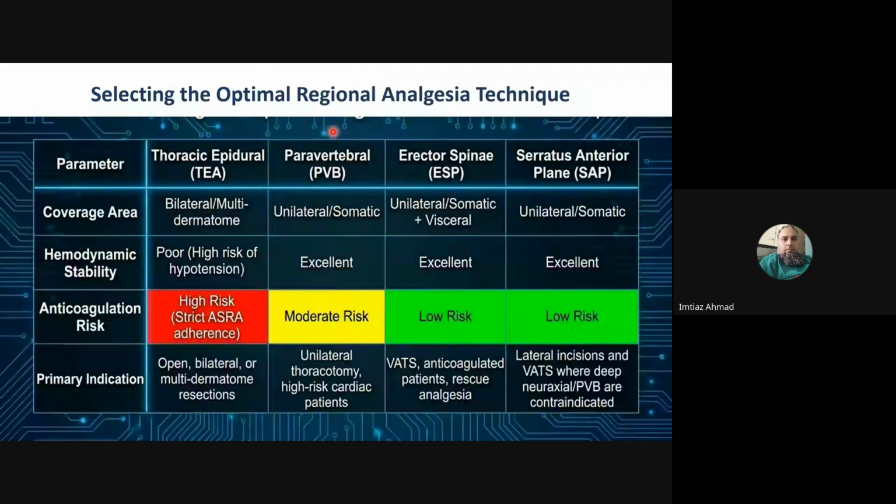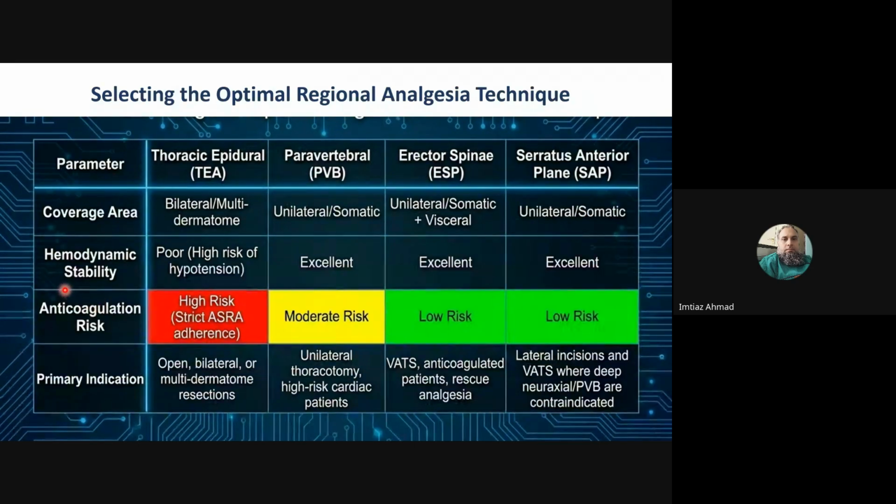Selecting the optimal regional analgesia technique. Coverage area in case of thoracic epidural is bilateral. In case of paravertebral block, unilateral and somatic. In case of erector spinae block, unilateral, somatic, and visceral. Serratus anterior plane block has unilateral somatic coverage.